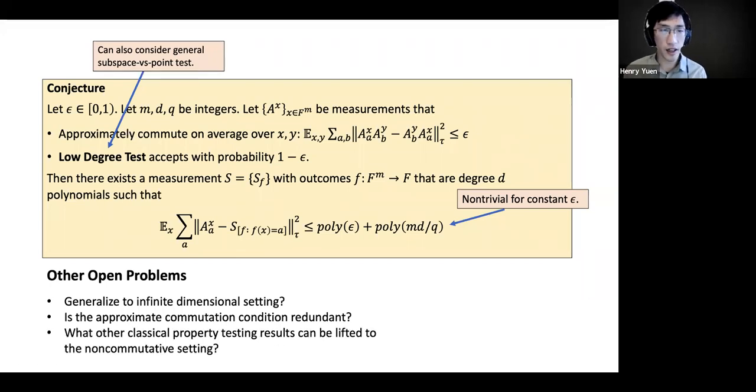And finally, in classical computer science, there's a large area called property testing, where you want to test properties not just of low degreeness, but other things about functions, or other combinatorial structures. Can you also consider non-commutative analogs of this? I think there probably are, and there's probably interesting things to say about that.